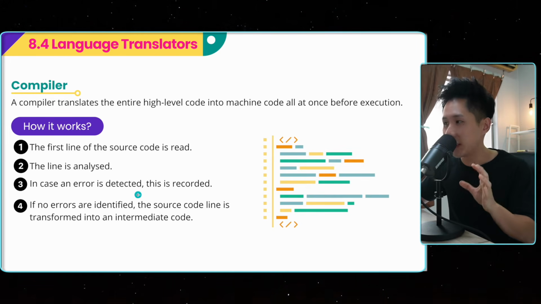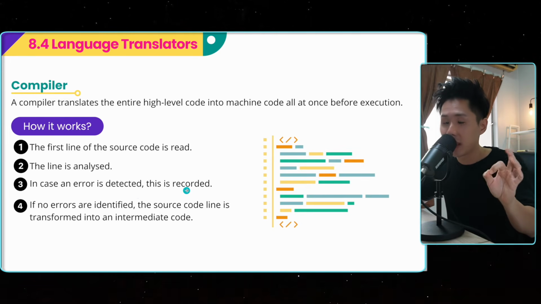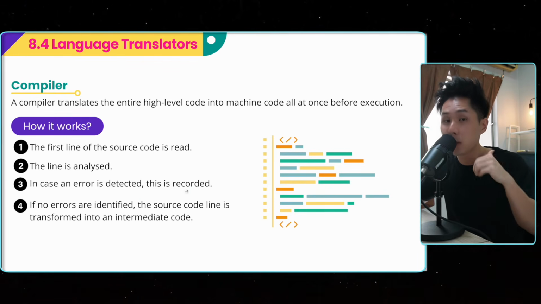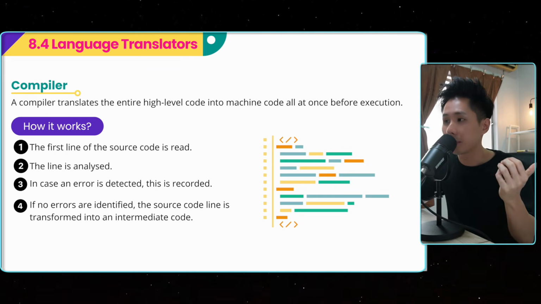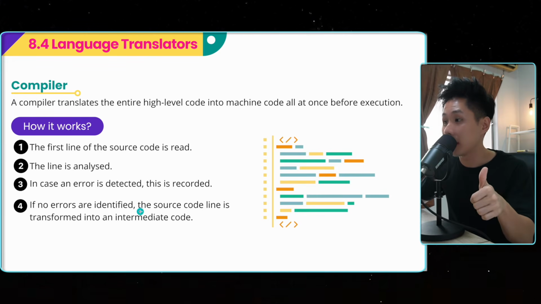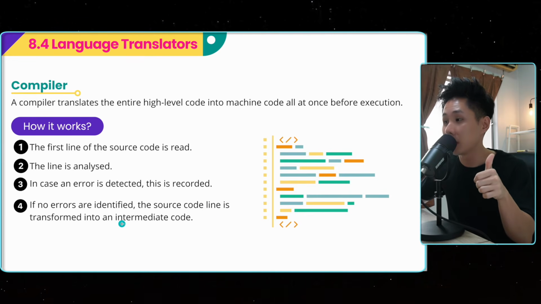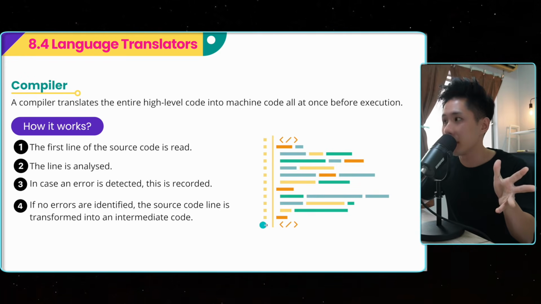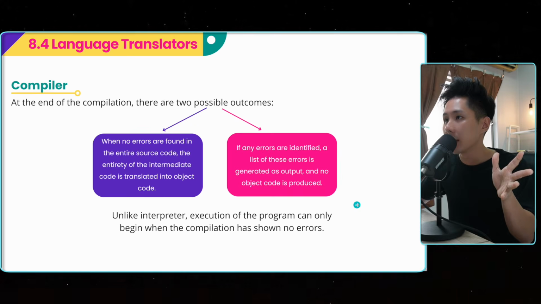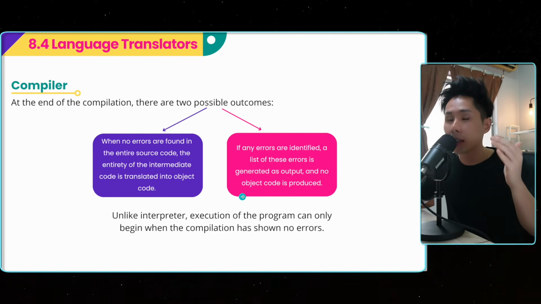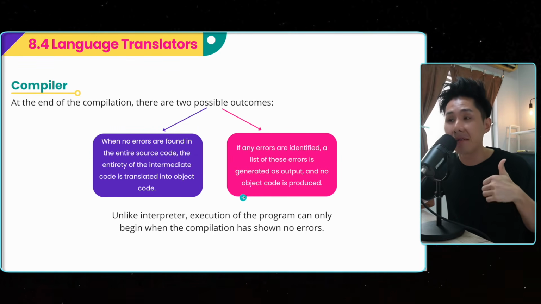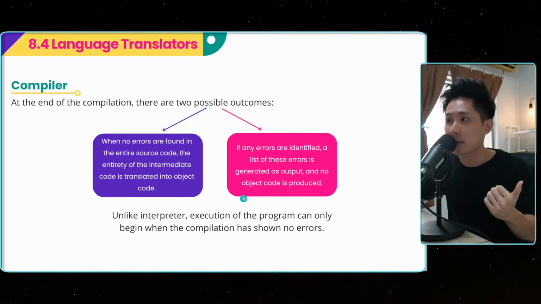If an error is detected, this is recorded. So as compared to the interpreter, the program doesn't stop. It just records the error. And if no errors are identified, the source code line is transformed into an intermediate code like what happened in the interpreter. So the only difference is that it doesn't stop when an error occurs. It just keeps going until it finishes compiling the whole program.